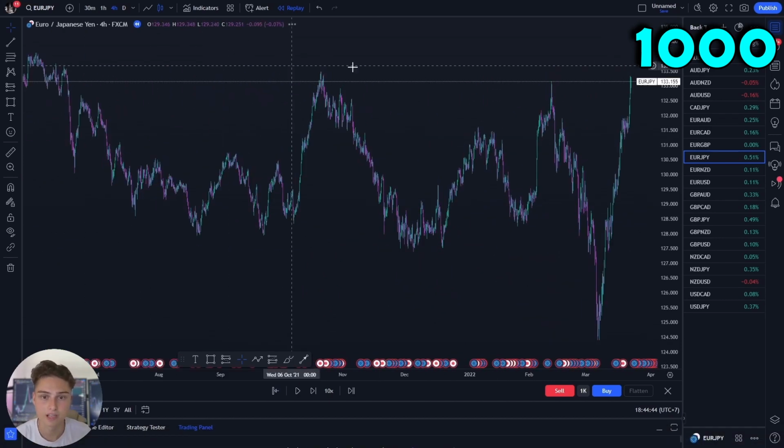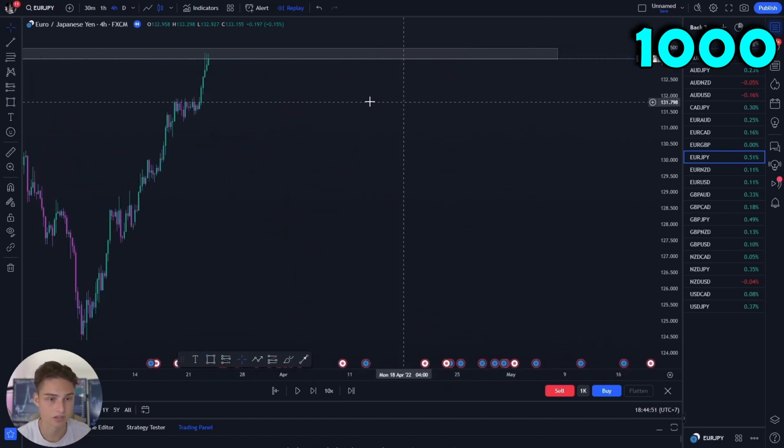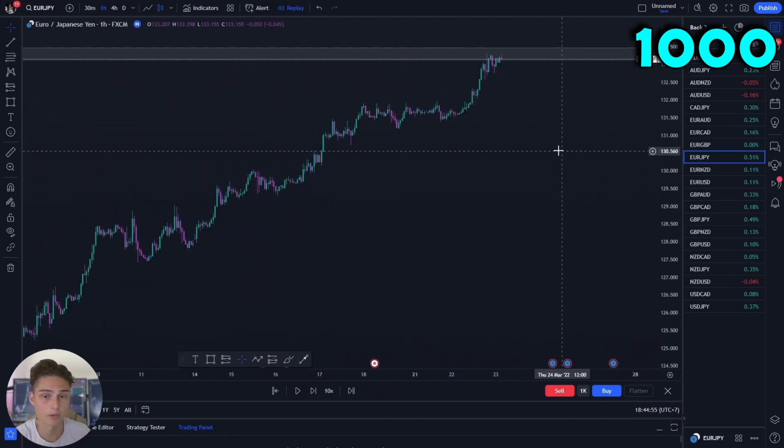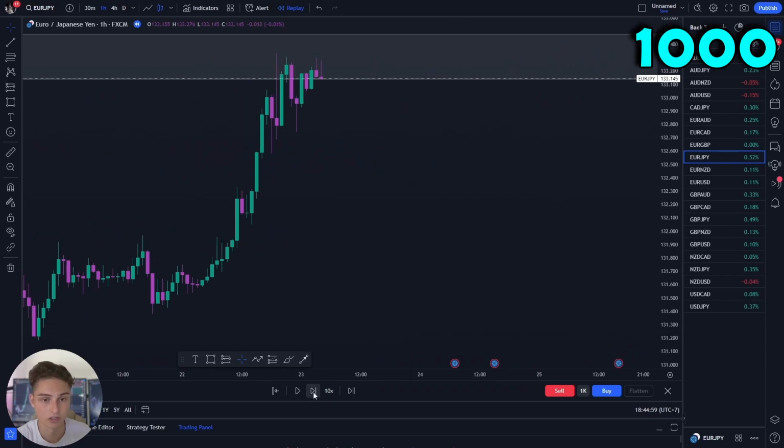So the first thing I'm doing here is looking for any support and resistance, and at the top you can see I found a big resistance zone, somewhere price is likely to bounce. So I switched from the 4 hour down to the 1 hour and I try to find a good entry.